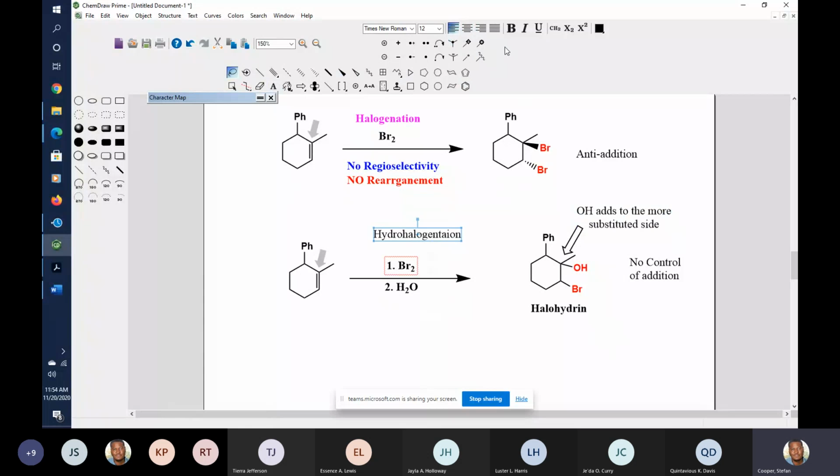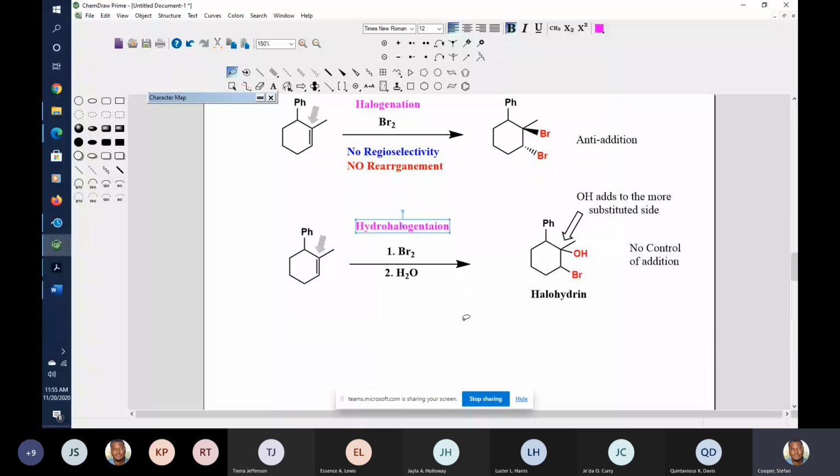All right, so hydrohalogenation is the technical term. Most people probably will refer to this as the formation of a halohydrin. The regioselectivity is marked. Yes, just go ahead and put that down here. Yeah, this is a Markovnikov selective reaction.